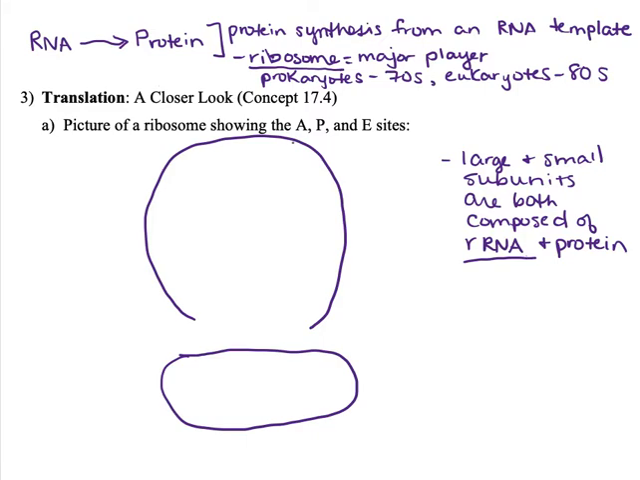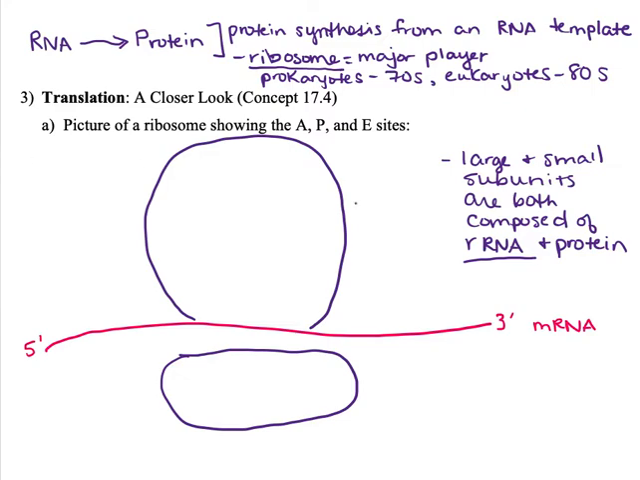All right, and then I'm going to change colors here. We've got, let's use pink, the messenger RNA, which goes in between the large and the small subunits, and the messenger RNA is read in the 5' to 3' direction. So that's our messenger RNA.